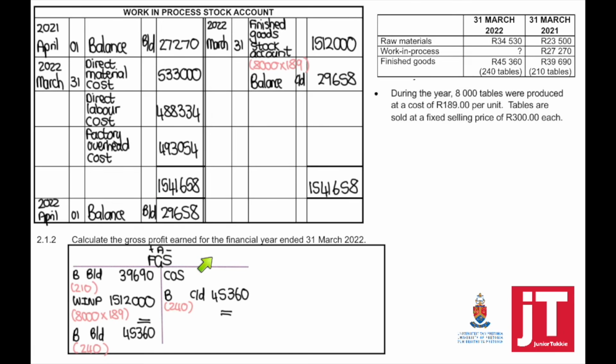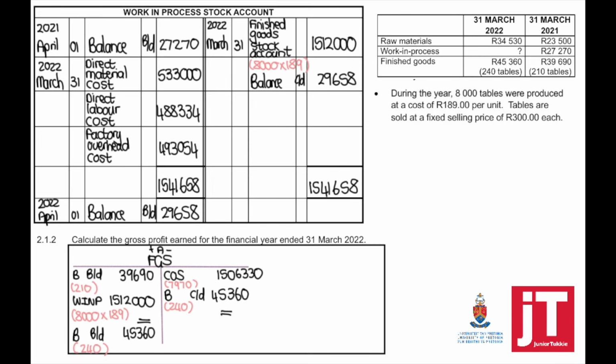To finish off, to calculate the gross profit earned, we can now calculate our cost of sales. To calculate our cost of sales, we take the debit side minus the credit side, and that equals the balancing figure, which is my cost of sales. If you take 210 plus 8,000 minus 240, it means that 7,970 units were sold, or tables.